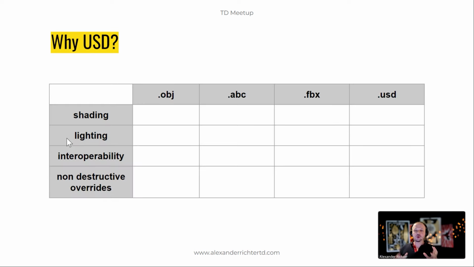First thing, we want to compare USD to the other file formats that we have, because that's the first step that we want to look into. So we know OBJ, we know Alembic, and we know FBX. And we look at them from the point of view of shading, lighting, interoperability, which means how can this format work between different DCCs? Can I use it in Maya and then also in Max? And then non-destructive overrides, which means if I change something, can I go back or is it gone forever? So if we look at OBJ, it basically cannot do any of the three. And if you move it from Maya to Max, for example, what can happen? The axes are turned. You are flipping the Z and the X axis, and suddenly everything is flipped.